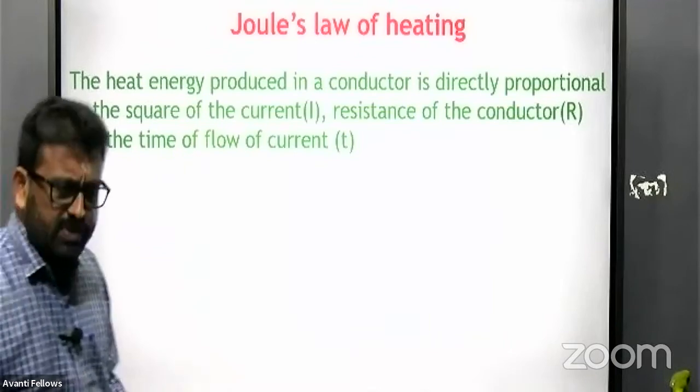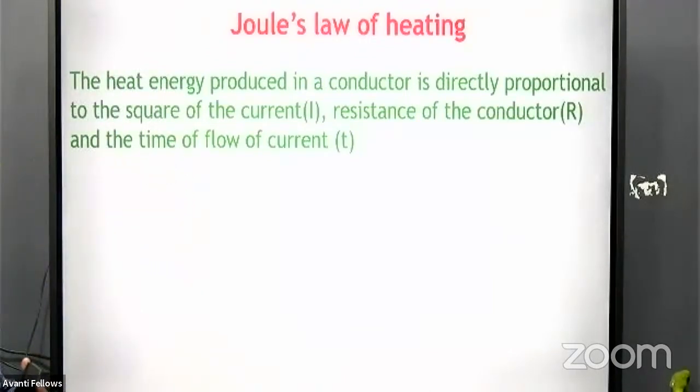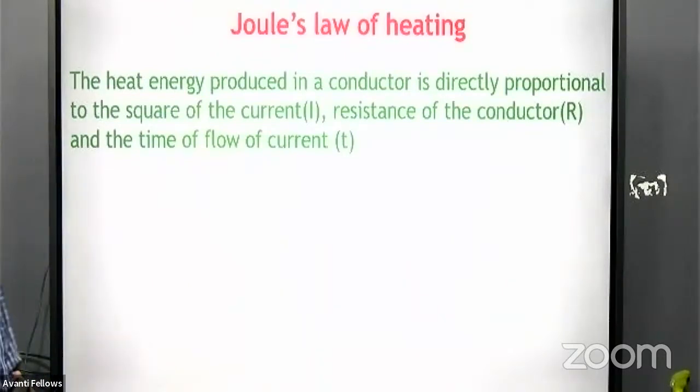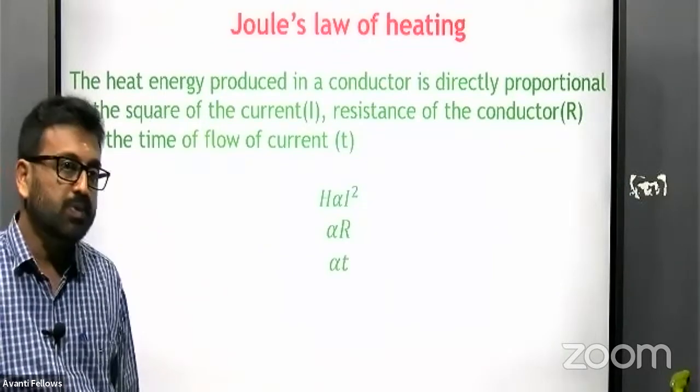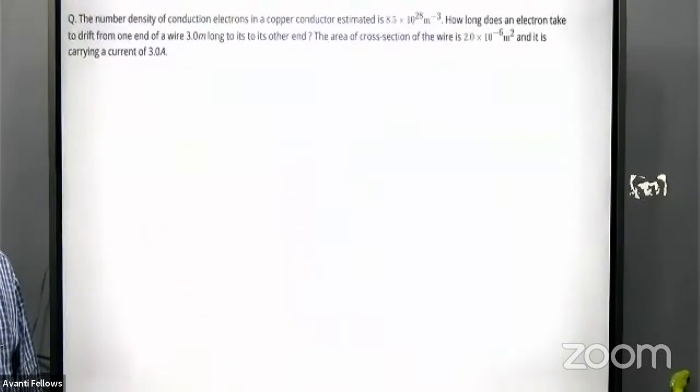Then the Joule's law of heating. This you have learned in class 10. The heat developed is directly proportional to the square of current, resistance, and time. So that is the Joule's law of heating. H is proportional to I square, the square of current. H is proportional to R, resistance, and H is proportional to T. So altogether, it is proportional to I square RT.